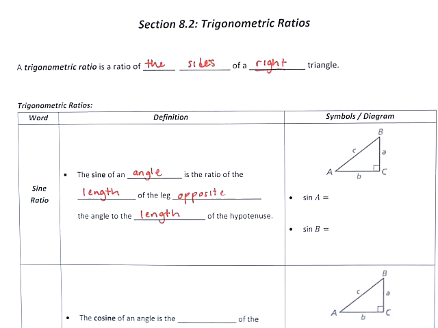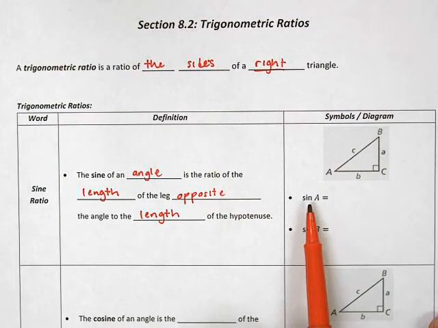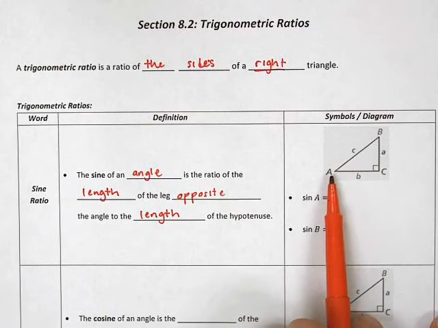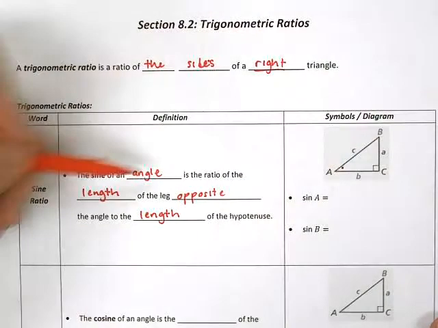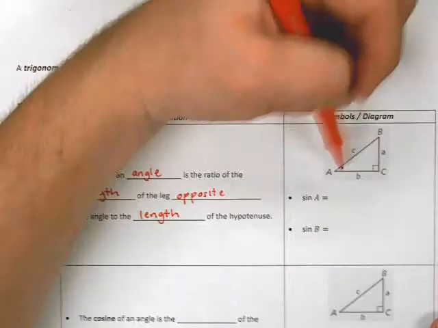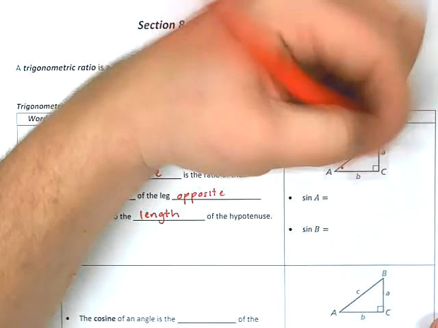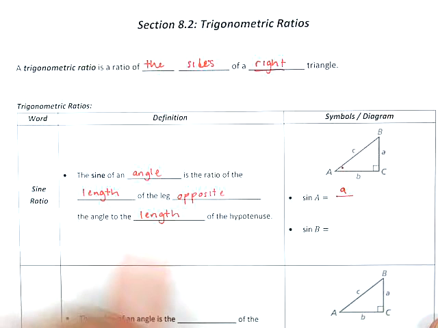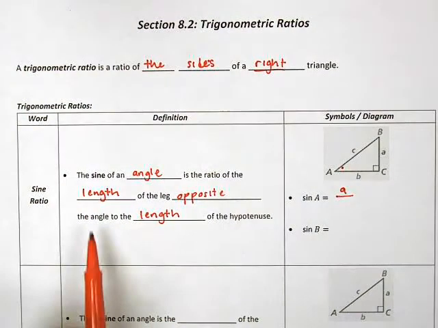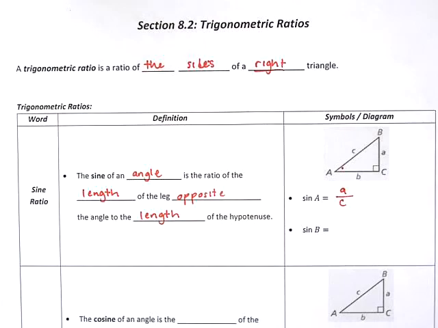When we're looking for the sine, we use the three letters sin. If I want the sine of angle A, which is right here, I need to look for the length of the leg opposite of the angle. Opposite of angle A is side A, so I'm going to put A, divided by the length of the hypotenuse, which would be C in this case. So A over C.